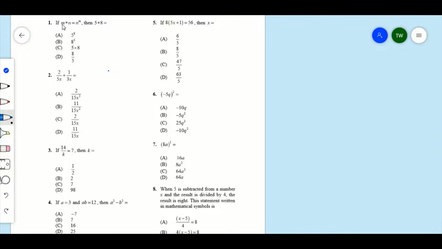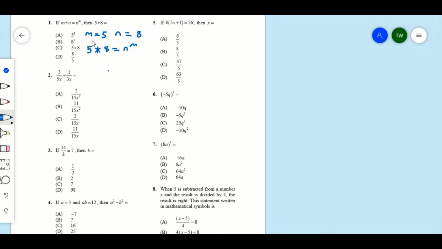Now, when you observe here, we have m asterisk n. That means m here is equal to 5 and n is equal to 8. Now, note that m asterisk n is equal to n raised to the power of m. That means 5 asterisk 8 is going to equal n raised to the power of m.